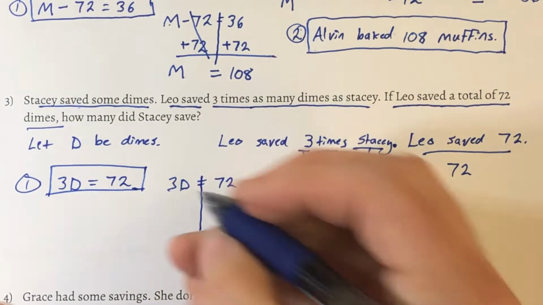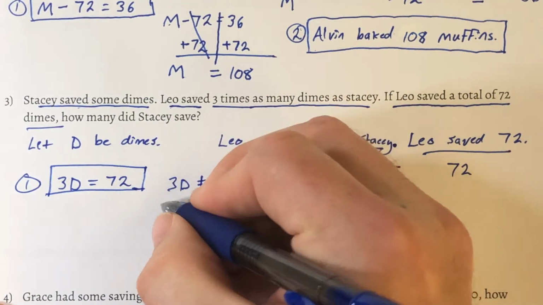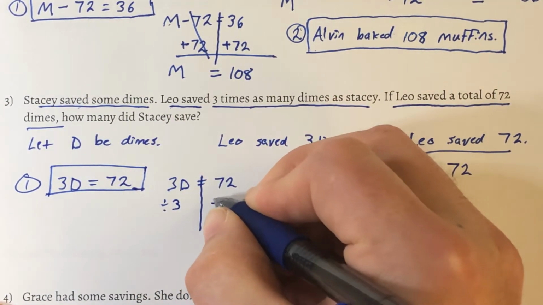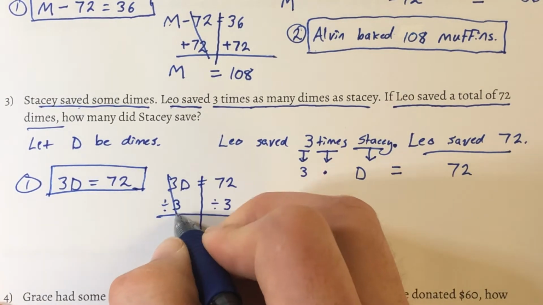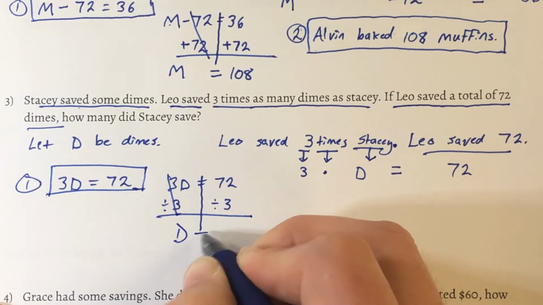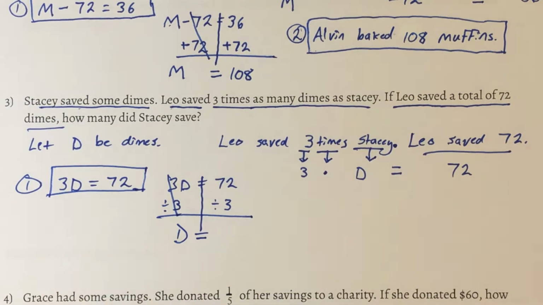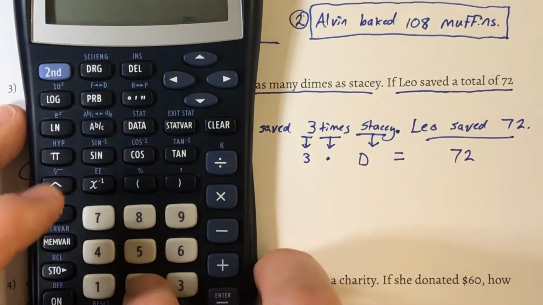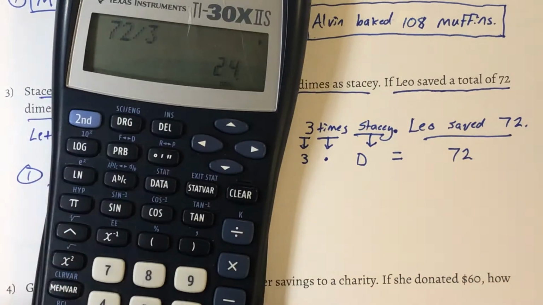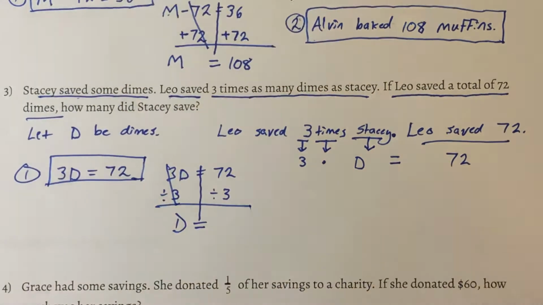So 3 needs to go away. We're multiplying by 3. So the opposite would be divide by 3. Do it to both sides. The 3's cancel over here, leaving you with D equals 72 divided by 3 is going to be 24.